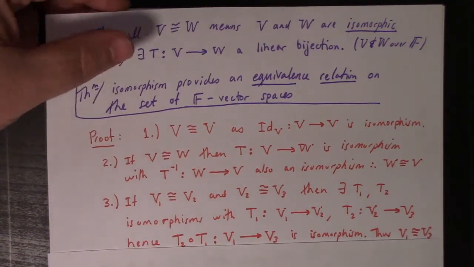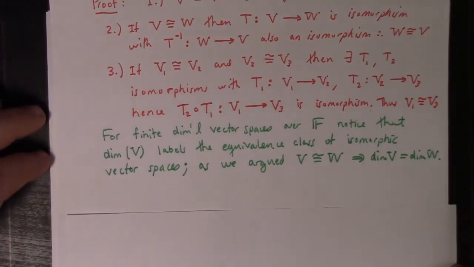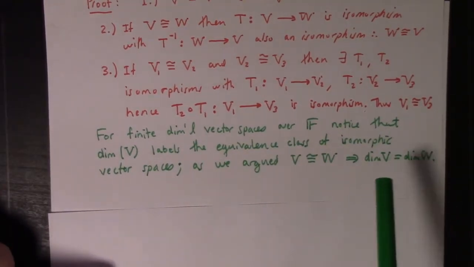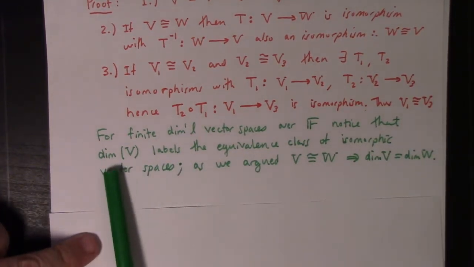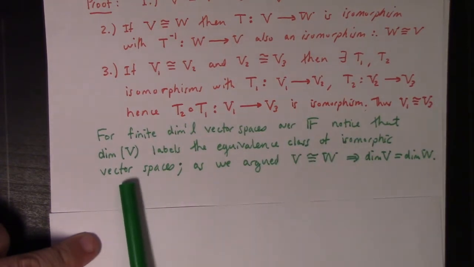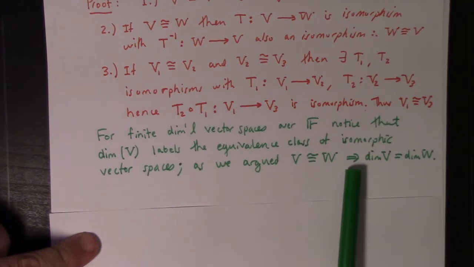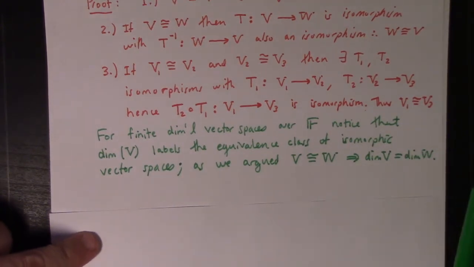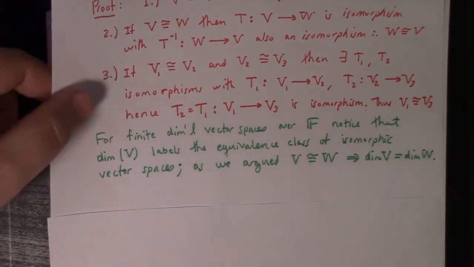Remember last class we proved that two vector spaces that were isomorphic had the same dimension. So if you think about it, dimension gives us a way of labeling the equivalence classes. The dimension of the vector space labels the equivalence class of isomorphic vector spaces. We argued last time V isomorphic to W implies the dimension of V is equal to the dimension of W. All right, and I can even say a little bit more.